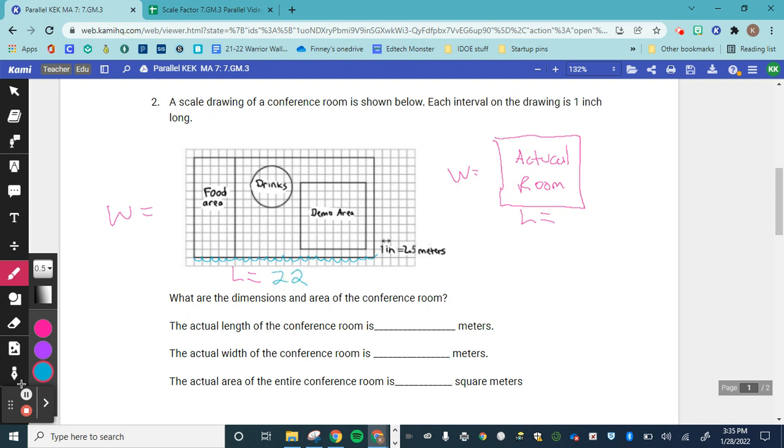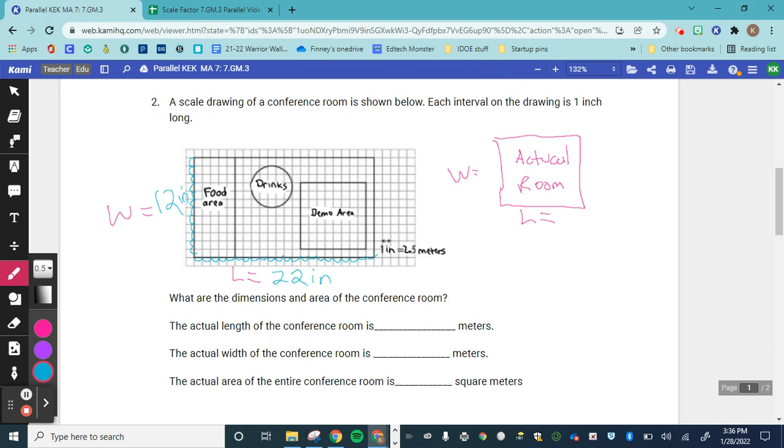So my length is 22, and they tell me that each interval stands for 1 inch, so that would be 22 inches. And now I do the same thing to count the width. I don't count here because I haven't gone anywhere yet. We're not counting the squares, we're counting these distances. So I have 1, 2, 3, 4, 5, 6, 7, 8, 9, 10, 11, 12. So the width of our conference room is 12 inches. So in the picture, the length is 22, the width is 12.